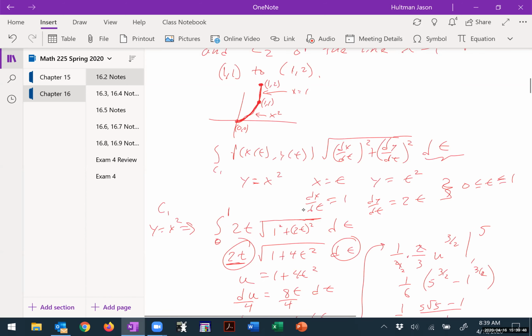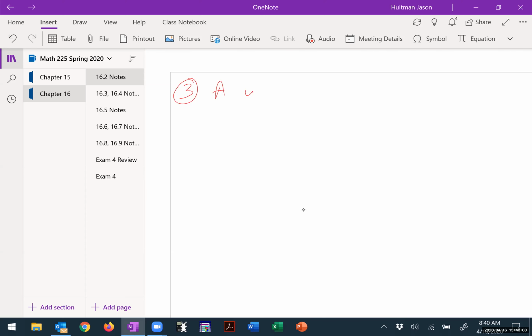There we go. Okay, let's move on to number 3. A wire takes the shape of the semicircle. You're like, we're doing a lot of semicircle stuff. Yeah, because it's easy. Because it's easy, we can actually integrate these. Otherwise it would take a computer to integrate. Okay, so semicircle.